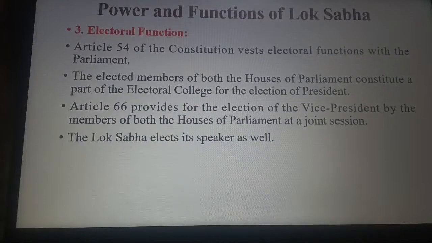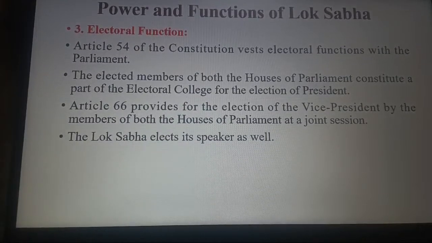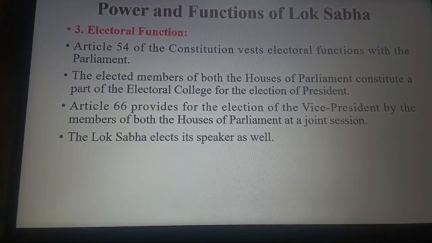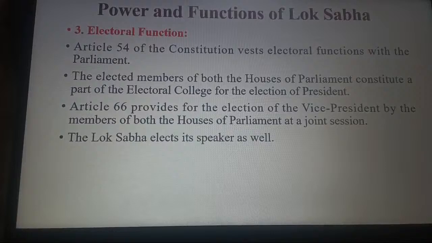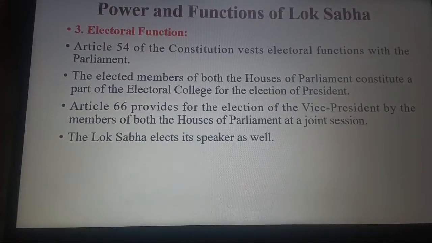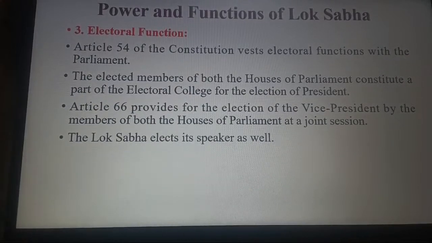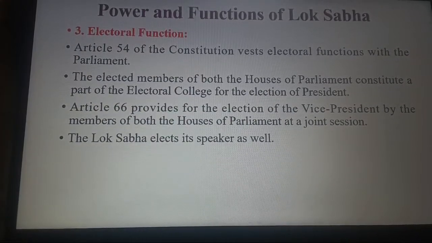Electoral functions. Article 54 of the Constitution vests electoral functions with the Parliament. The elected members of both the houses of Parliament constitute a part of the Electoral College for the election of the President. Article 66 provides for the election of the Vice President by the members of both the houses of Parliament at a joint session. The Lok Sabha elects its Speaker as well.